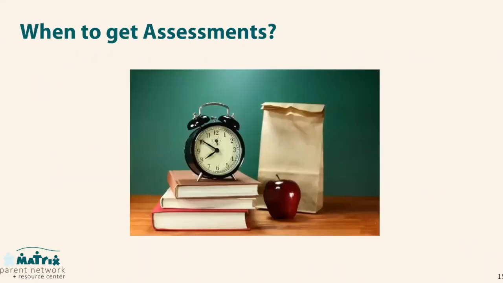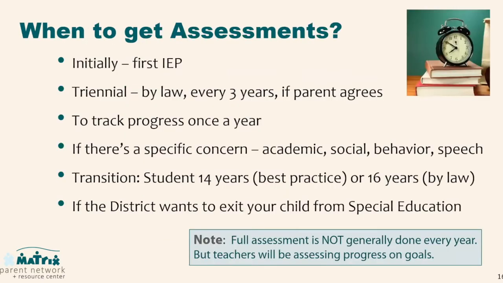Okay. So when to get an assessment. Obviously, the first time that you're going to have an assessment is when a child is initially going into special education. So for an initial IEP, there always has to be an assessment provided at that time. And assessments most of the time have to be done triennially, which is every 3 years. And so that means that a full reevaluation needs to be completed.